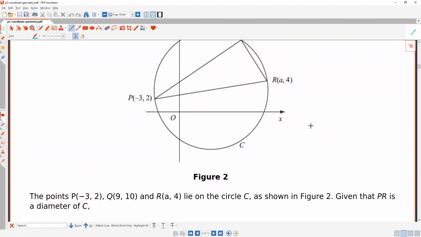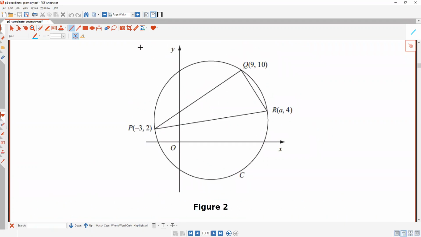Lies on the circle as shown, given that PR is the diameter. Achha, you guys know PR is the diameter, na? You guys know from your O level circles that this is 90 degree, right? All of you know that, right? This is 90 degree. Okay, so this is what Shirin, this is what you're supposed to do.